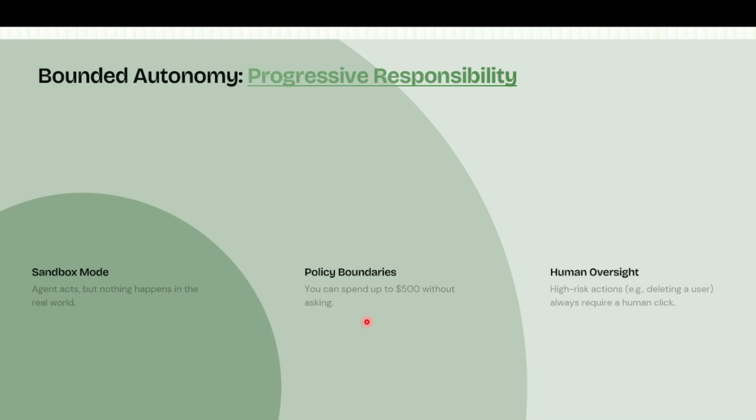And then we have human oversight. This is for high risk actions, like deleting a user or sacking an employee, which always require a human click. So an agent must never be allowed to sack an employee. For example, if you have an agentic system in HR, you must never allow the agent to sack an employee. You can use the agent to pay salary. Agents can pay salary, very good, but like sacking an employee, you can't allow an agent to do it, unless it is a high risk situation.